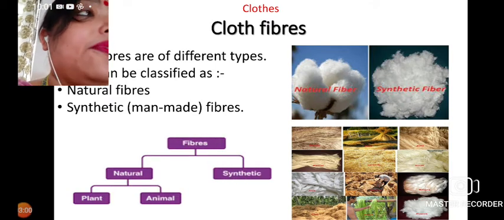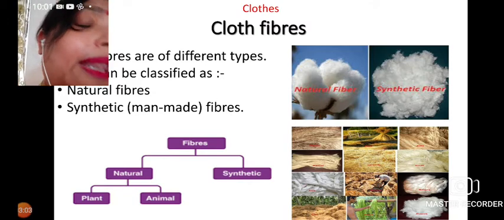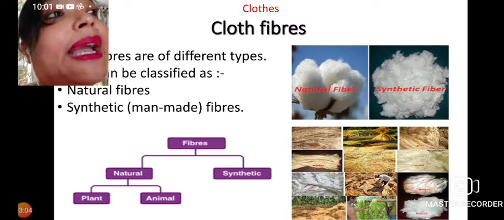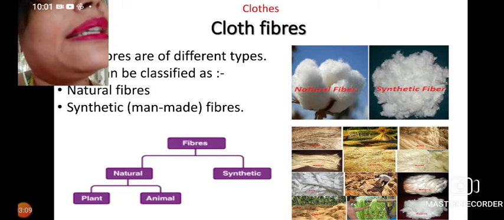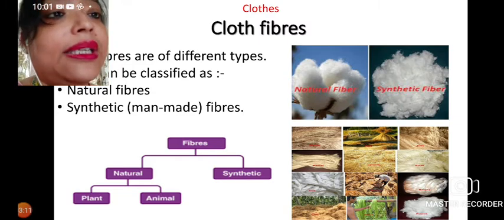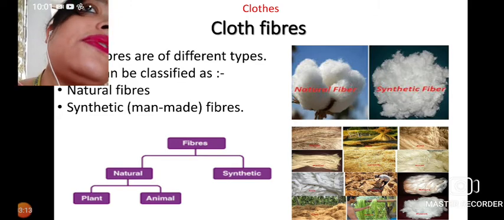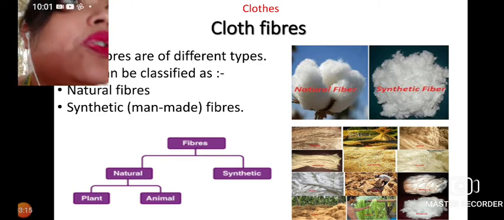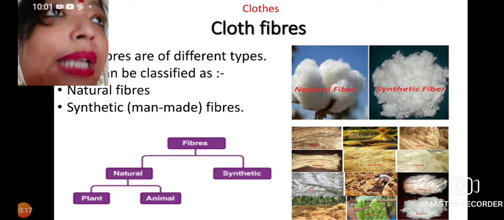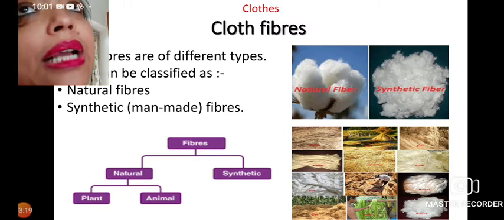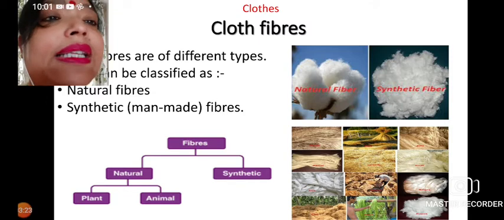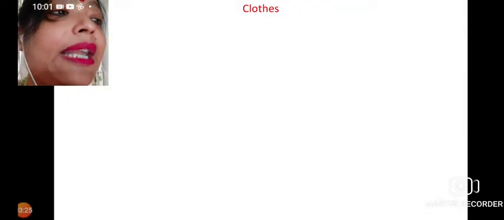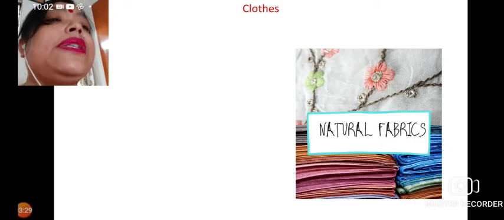Here we have to remember two things very well. One is obtained from the nature, which is given by the nature. These are the natural fibers. And natural fibers definitely are of two types. One is given by the plant, another one is given by the animals. And another one is the synthetic fiber, that can be obtained artificially by a man-made procedure.